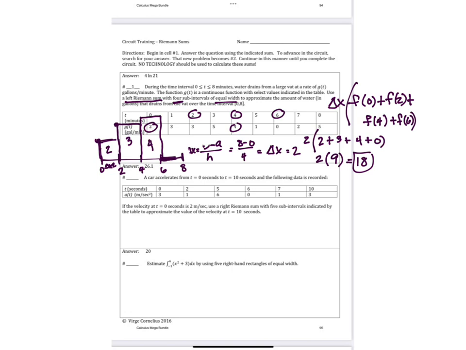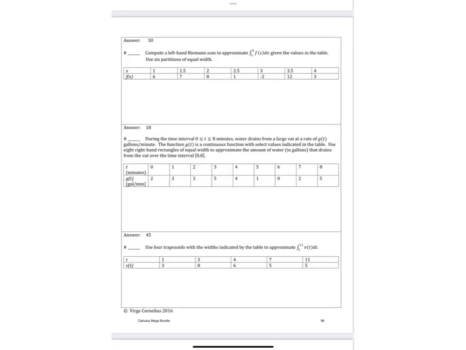Okay. And again, that came from delta x times f of 0 plus delta x times f of 2. And you're doing length times width, length times width, length times width. But if that delta x, the width, is the same every time, factor that out, and you don't have to deal with it over and over and over. Are y'all with me? Okay, so 18 is the answer here. So that takes us to number 2, which I believe is on the next page.